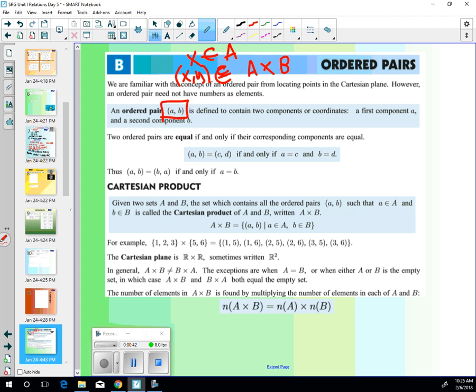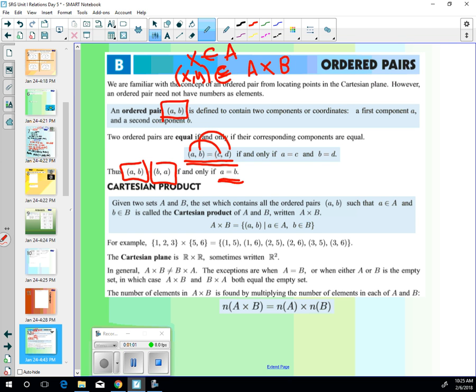I like this one. For two ordered pairs to be equal, a has to equal c and b has to equal d. That's pretty obvious. Is it possible for (a, b) to equal (b, a)? Is that possible? How? a equals b, yeah. So if a is equal to b.